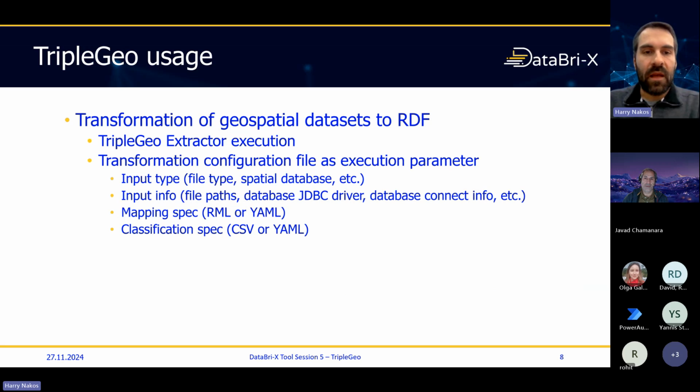For the mapping, the RDF Mapping Language, RML, or a YAML specification may be used. The RML is very, very expressive, but the YAML spec is easier to use and define. We'll see an example of the latter one. And regarding the classification spec, a CSV file or a YAML file may be used. We'll see an example of that also.